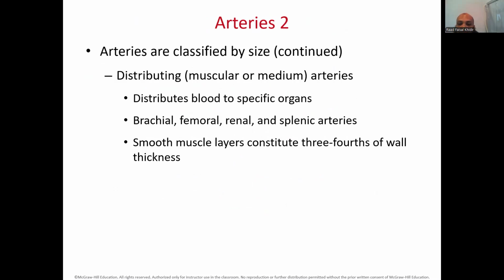So arteries are classified by size. There are distributing muscular or medium arteries, and they distribute blood to specific organs. There is brachial, renal, and splenic arteries. Those are the exit ramps. Those are the middle ones.